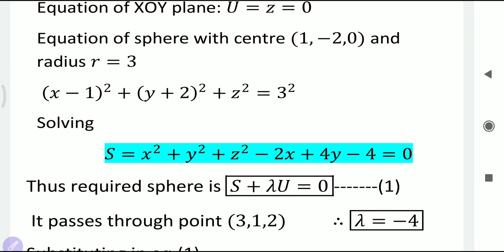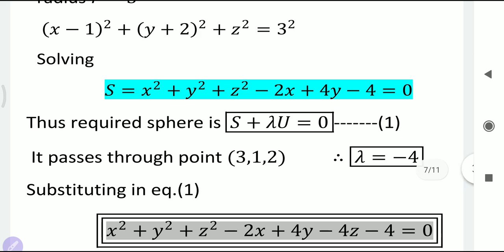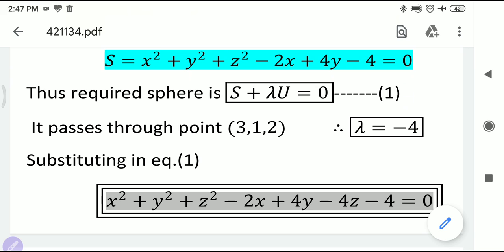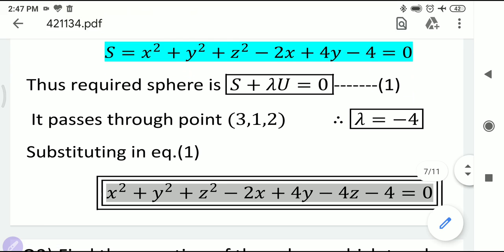The required sphere, the sphere that you want to find, is S plus lambda U equal to 0, and it is passing through the point (3, 1, 2). So again the same kind of thing: when you put the value of S and U as z equal to 0, and when you put that it is passing through (3, 1, 2), you are going to get the value of lambda as -4. Now again you put lambda equal to -4 over here, you will get the equation of the sphere.